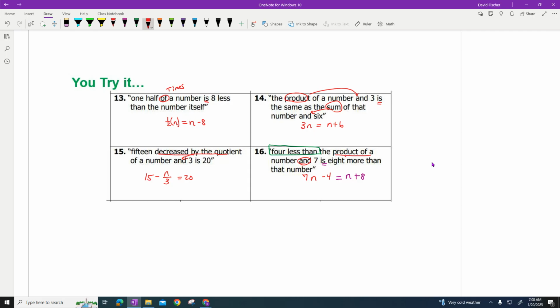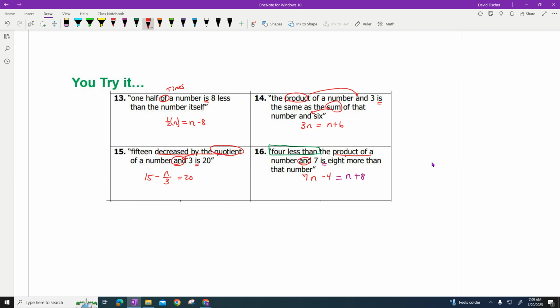15 decreased by the quotient of a number and 3 is 20. There's my word is, so there's the 20. Now, 15, that means I started out with 15, decreased, there's my minus sign. Quotient of a number, well, there's my operation. Quotient means division of a number, so there's my number, divided by 3. Number divided by 3. Takes some practice, okay?